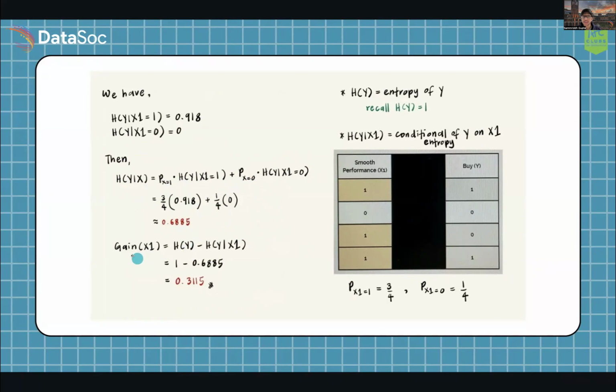So to finally find the gain, we say the entropy of y minus the entropy of y given x1, right? Which would be 1 minus 0.6885, which is about 31%. So this means that the feature x1 is giving us 31.1% of the information we need to find out if we want to buy the smartphone or not, right?